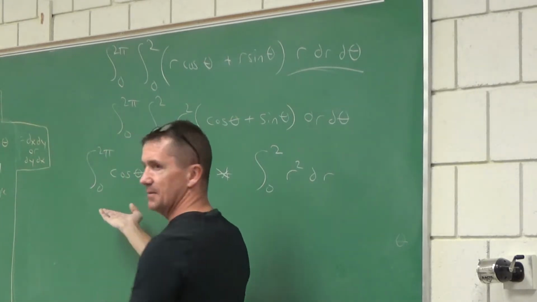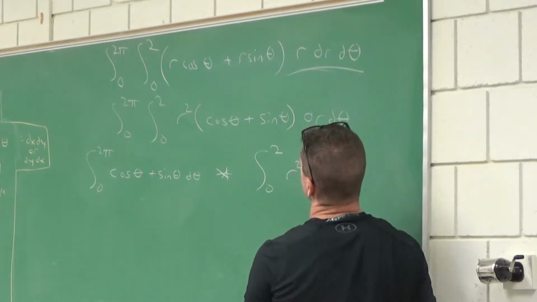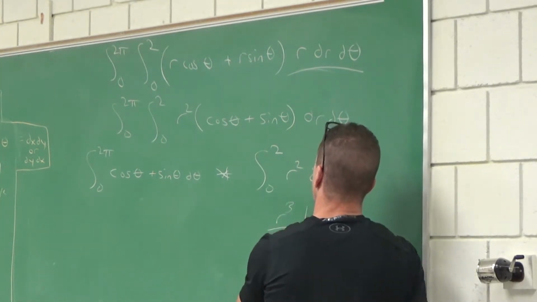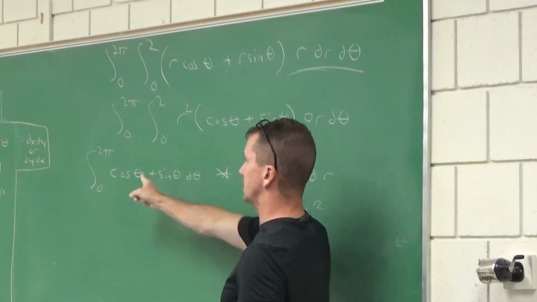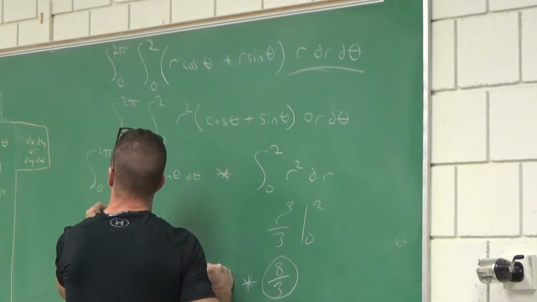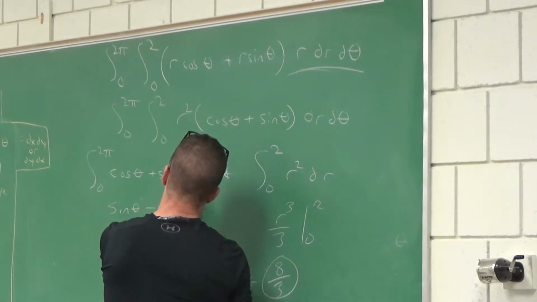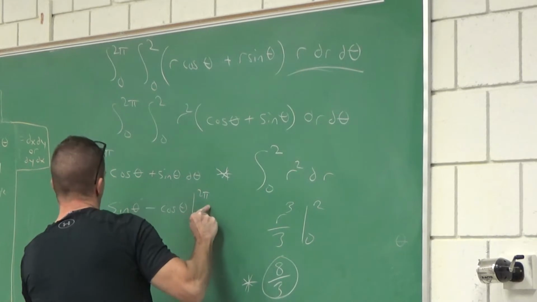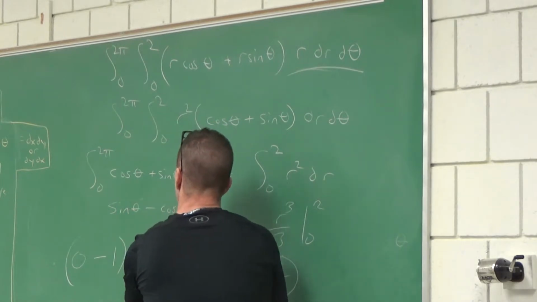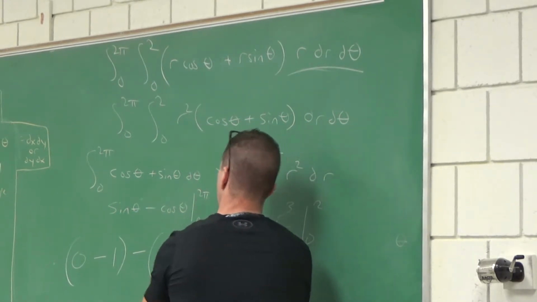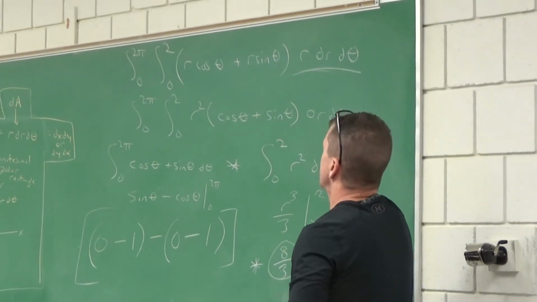This doesn't even need a u-sub, right? I'll start here. What's this? 1/3 r cubed. Go from 0 to 2, you get 8/3. Okay, we're going to multiply that number to this. What's the integral of cos? Sine. What's the integral of sine? Negative cosine. You got to go from 0 to 2 pi. So I get sine 2 pi minus cosine 2 pi, minus sine 0 minus cosine 0. Now take this entire number right here and multiply it to that. What do you get?